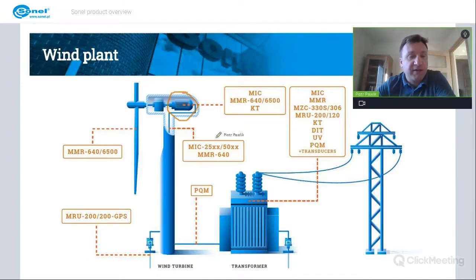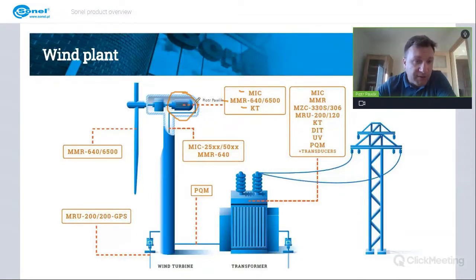We can check the insulation of the windings using insulation resistance meters, MIC series. We can check the continuity using the micrometers, and we can check if any part is overheating with the thermal imagers, so the KT series. MIC insulation, MMR micrometers, and KT thermal imagers.